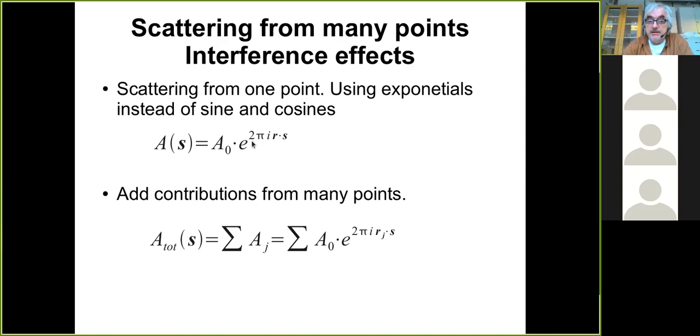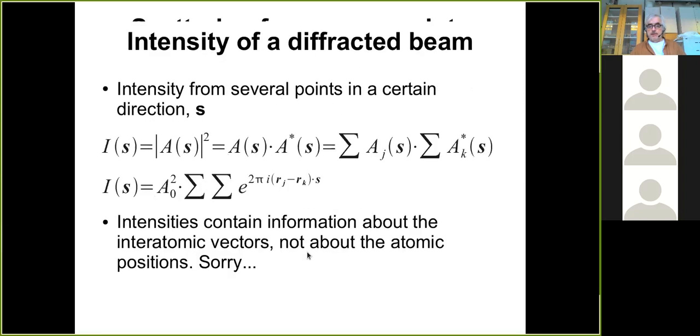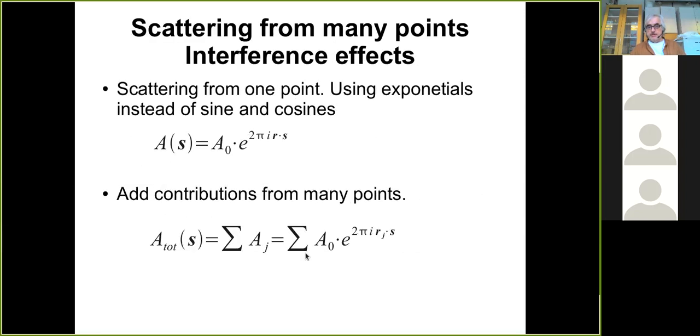2 pi is just because both of them are normalized. The quantity here should be normalized. If we add contributions from many points, it's just to sum over all points. So it's nothing strange about that. Since A naught, the constant incoming amplitude, so to say, is a constant, then we can move it outside.